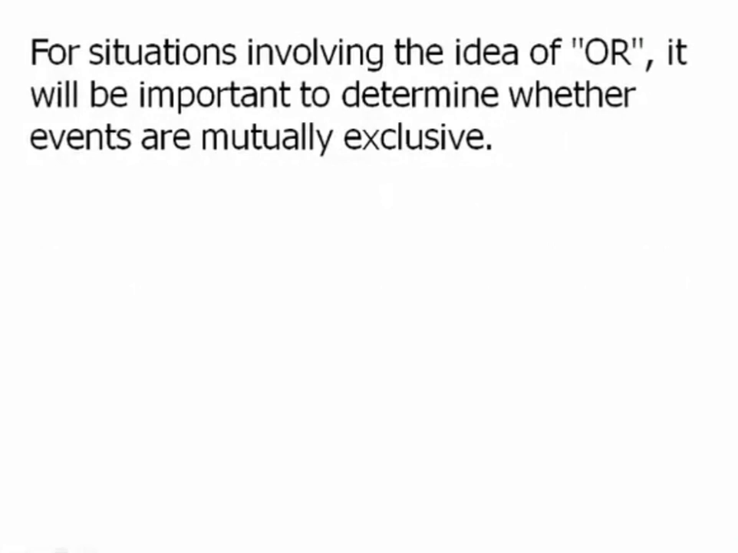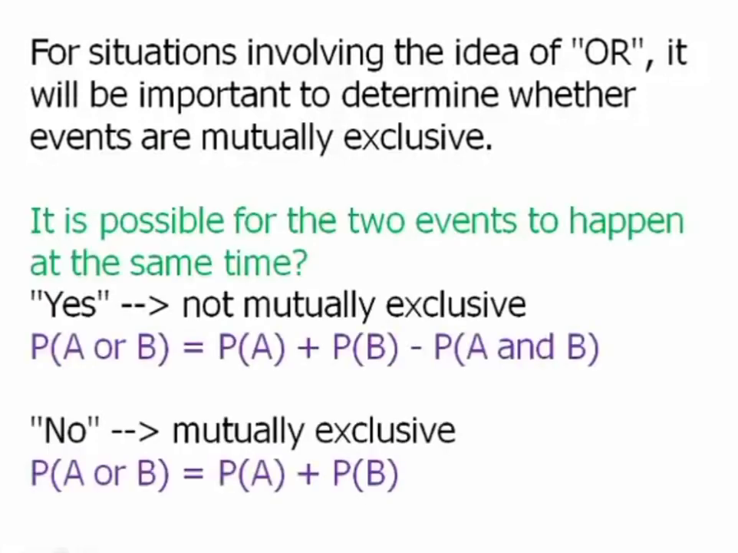For situations involving the idea of "or," it will be very important to determine whether events are mutually exclusive. Let's review this. The crucial question for mutually exclusive: is it possible for the two events to happen at the same time? If the answer is yes, then the events are not mutually exclusive, and we have to use the general "or" rule. If the answer is no, if it is absolutely not possible for the two events to happen at the same time, then they truly are mutually exclusive and we can use the simple "or" rule.